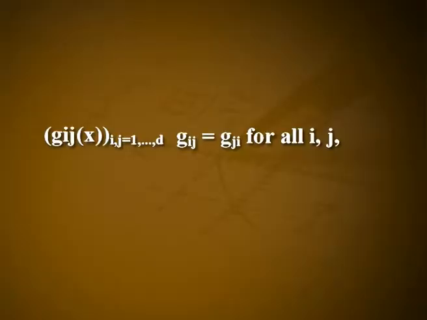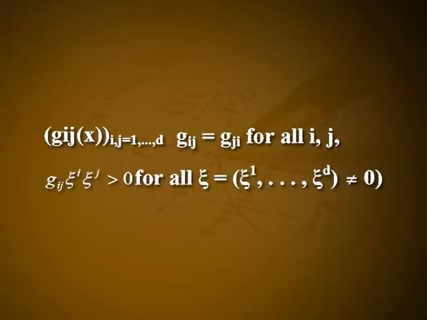Thus, let x = (x1, x2, ..., xd) be local coordinates. In these coordinates, a metric is represented by a positive definite symmetric matrix gij(x), where i, j equal 1 to d. That is, gij equals gji for all i, j, and gij ζi ζj is greater than 0 for all ζ = (ζ1, ..., ζd) not equal to 0, where the coefficients depend smoothly on x. The transformation formula given will imply that the smoothness does not depend on the choice of coordinates.